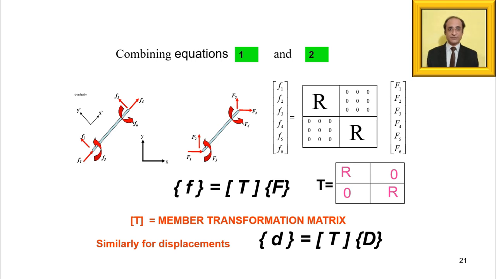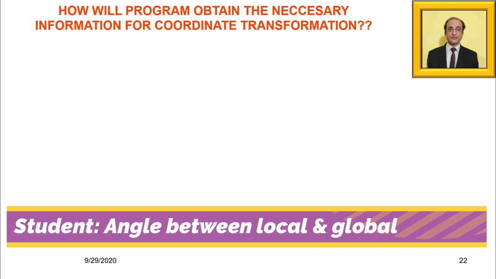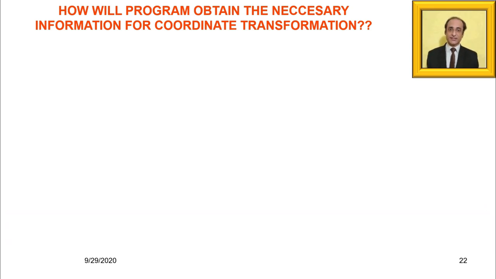Now the point is, how do we use it in practical sense? First of all, what information do we need to write these matrices? If I give you a structure as a user, what information do you need to obtain the transformation matrix? The angle between global and local coordinates. So the main parameter is the angle theta.